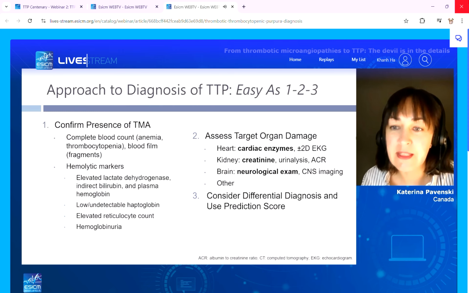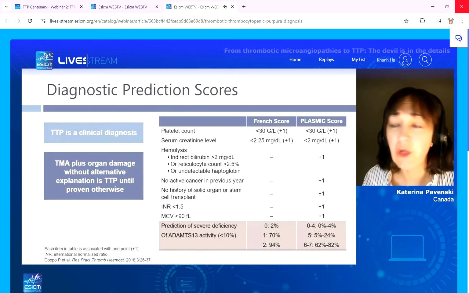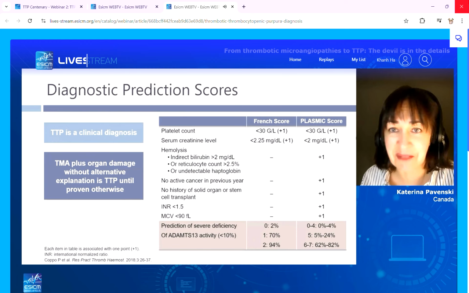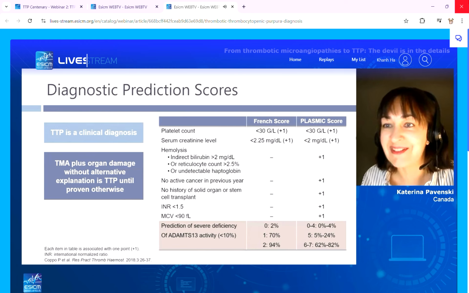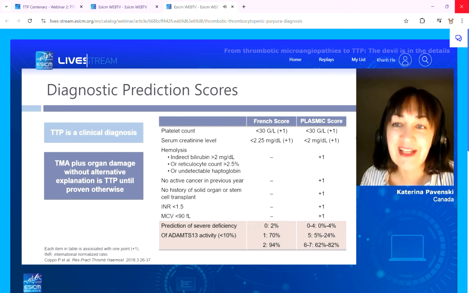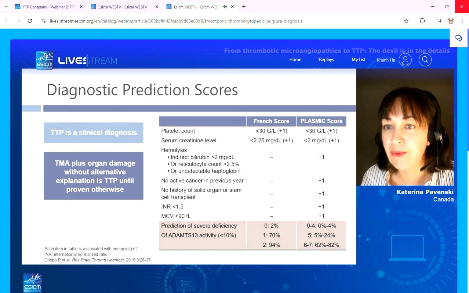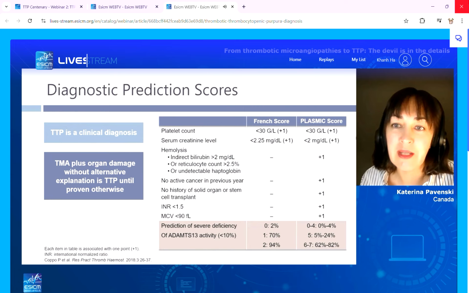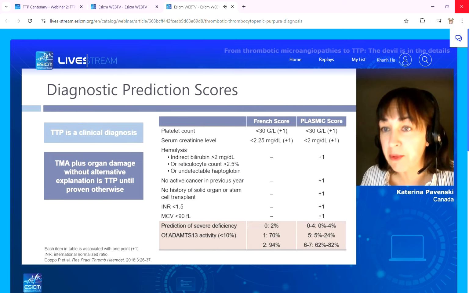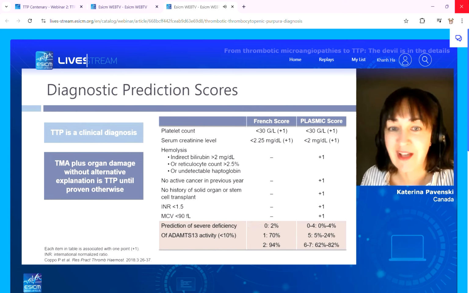And finally, consider differential diagnosis and use a prediction score. I'm not going to spend any time talking about diagnostic prediction scores because we have a talk following mine on that. Suffice it to say, there is a French score and the PLASMIC score, and both include elements of both laboratory investigations as well as history. And you add the points, and the points translate into the probability of your patient having severe ADAMTS13 deficiency.